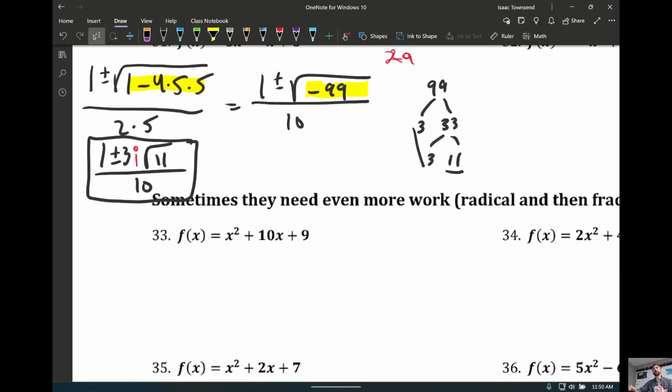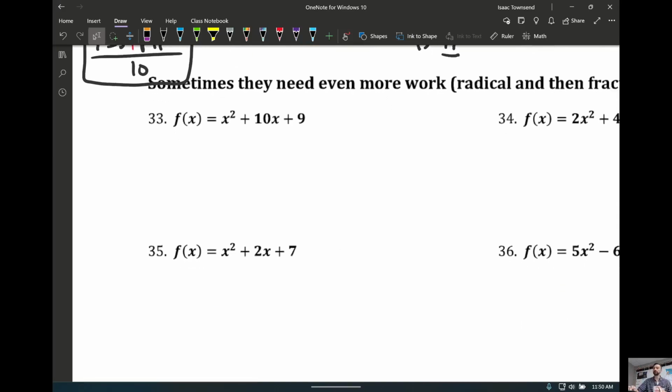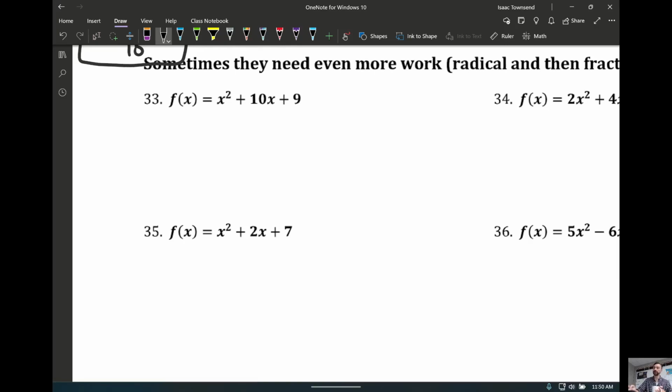Okay, branching out one more step. There's just one more thing that you could possibly do to make it a little bit more work to simplify. Let's do 33 and 35 as examples, and I'll have you try 34 and 36 for some practice. Okay, so first part, it's no different. Don't overcomplicate it. A, B, and C.